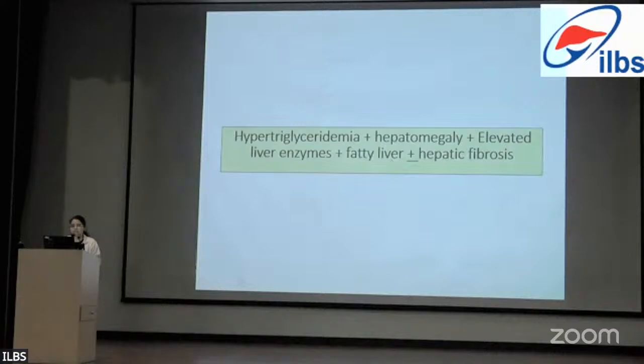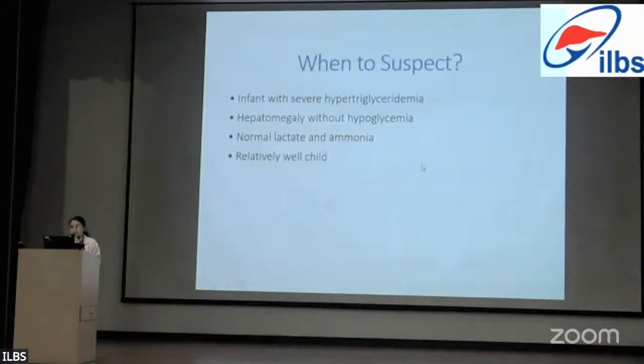So the consistent phenotype that we have seen now is that of hypertriglyceridemia with hepatomegaly and elevated liver enzymes in the presence of fatty liver with or without hepatic fibrosis. So when should we suspect this disorder? In an infant with severe hypertriglyceridemia where other causes have been ruled out, in the presence of hepatomegaly, usually without hypoglycemia, normal lactates and ammonia, and a relatively well-looking child.